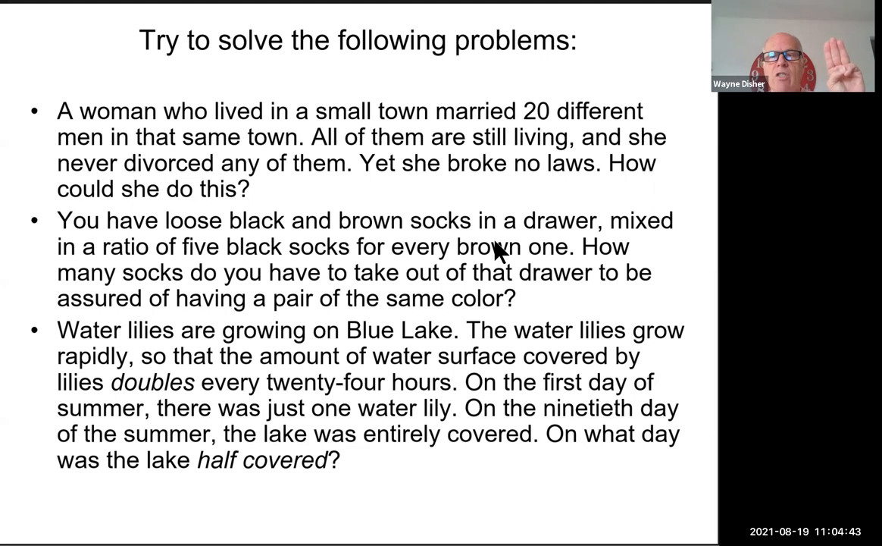That third sock is going to match either the black sock or the brown sock, or you're going to have 3 brown or 3 black. So having pulled out 3 socks, you would be assured of having at least 2 socks of the same color. The third one is sort of easy. The answer would be on the 89th day, you would have the lake half covered by water lilies. The answer is obviously that the lilies double every 24 hours. So if you have the lake all covered on the 90th day, then half of that would be on the day prior, 24 hours prior.